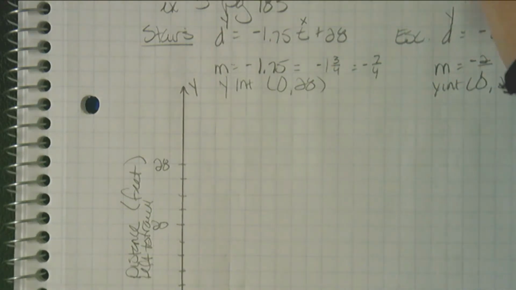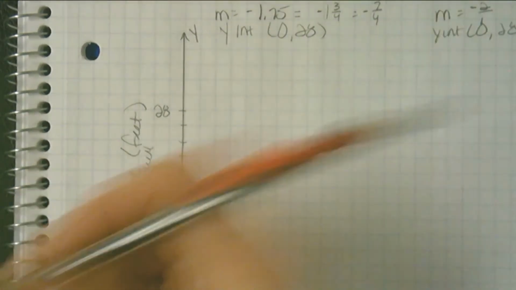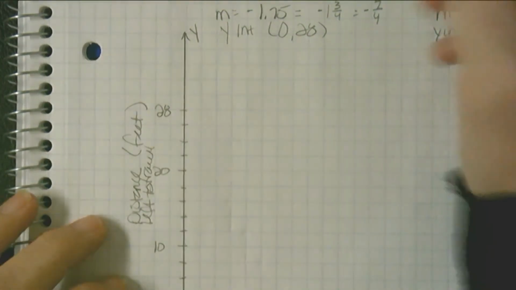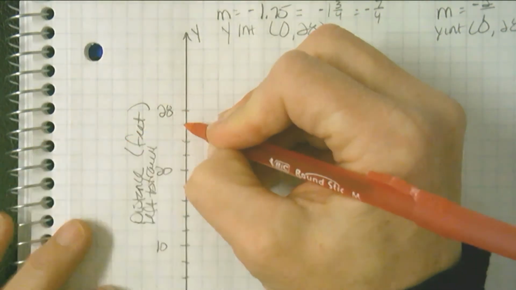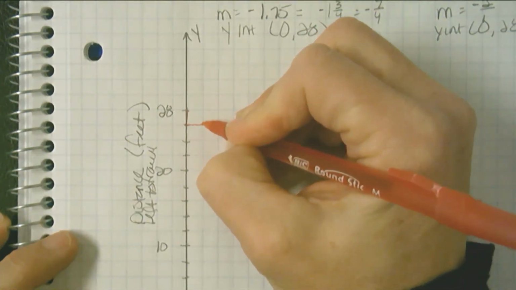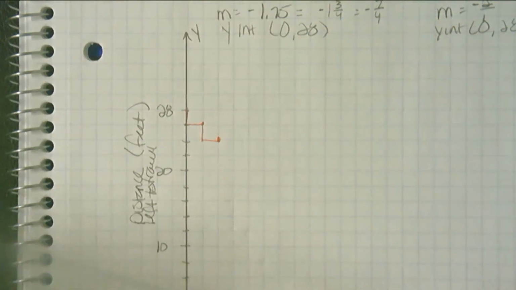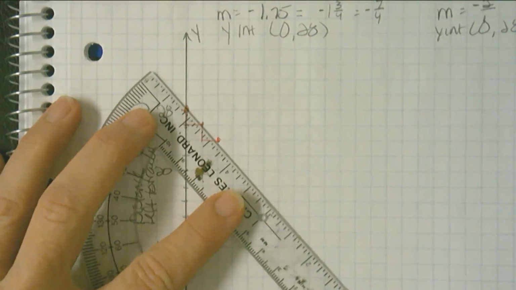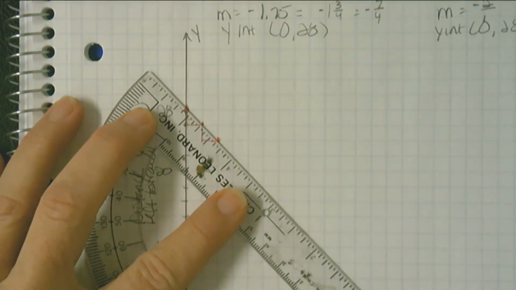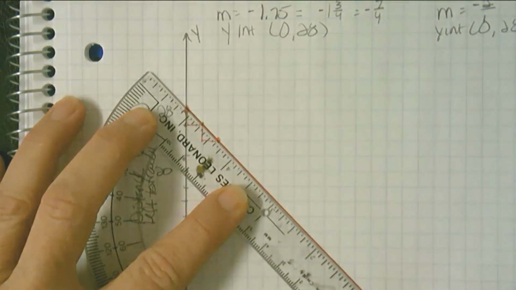All right, so let's take a look at it. So on that first one, I'm going to do my escalator in red. So I'm going to go down 2, which is just one space, over 1. So now I'm going to go ahead and make that line. So there is my escalator.